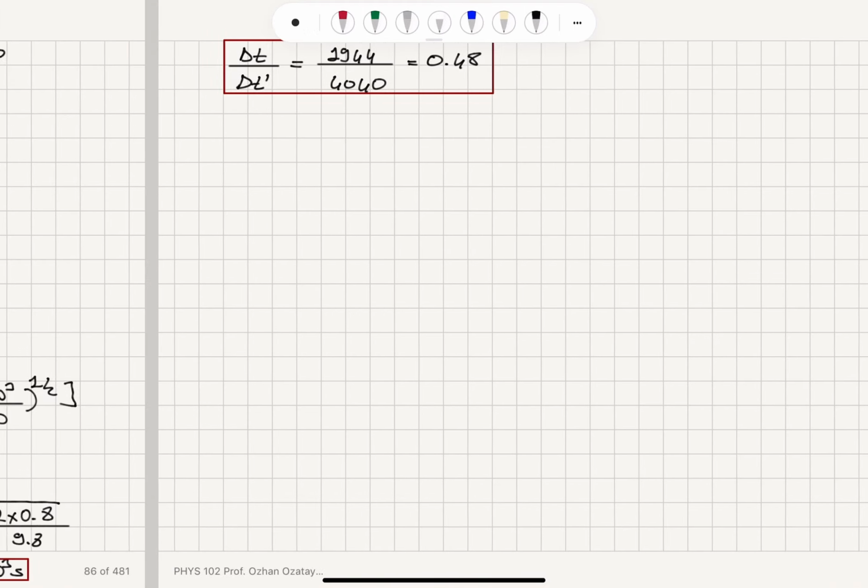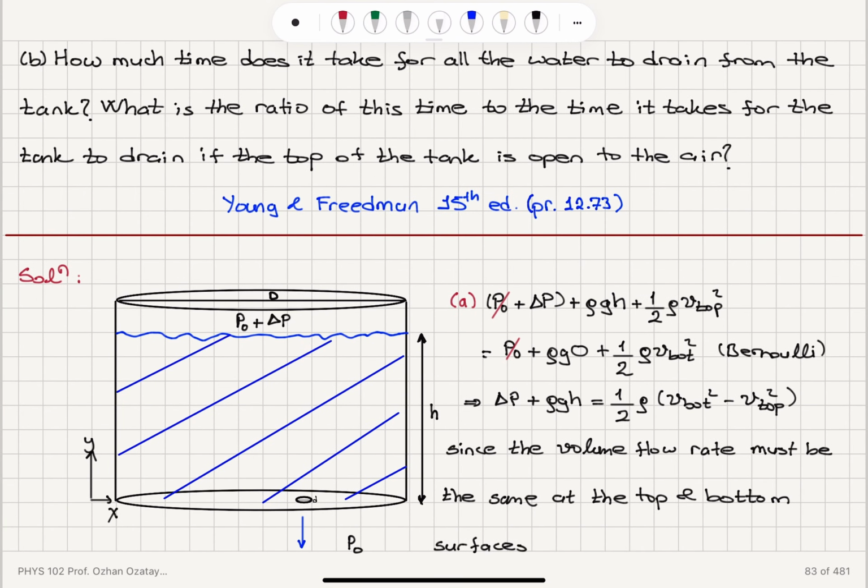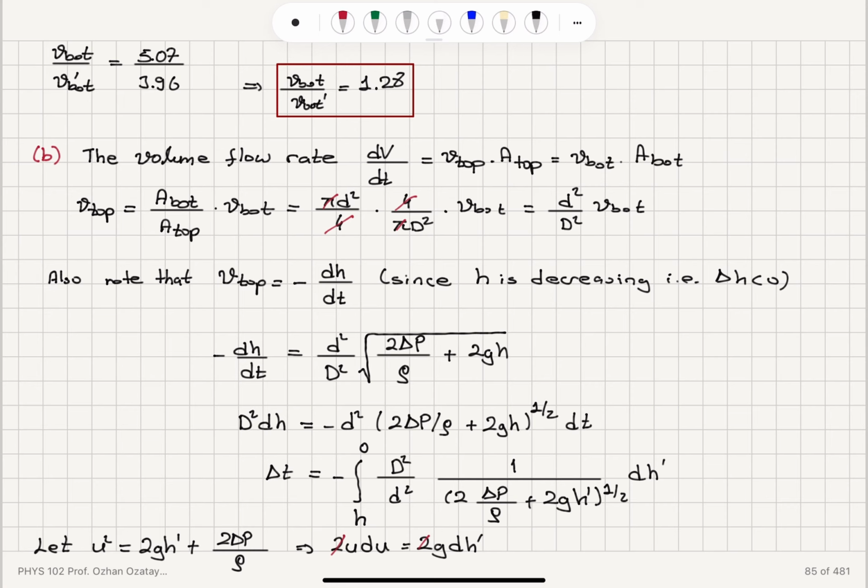All right. So in part B of the problem, we were asked to find the time it takes for all of the water to drain from the tank and compare it to the time it would take if the top of the tank is open to air. For that, I looked at the volume flow rate equation because this is a continuous flow. I have V top times A top equals V bottom times A bottom. So I can see that the speed with which the top surface comes down is small d squared over capital D squared times V bottom. And the speed with which it comes down is minus dH dt because delta H is negative.